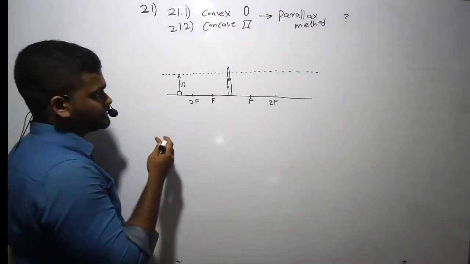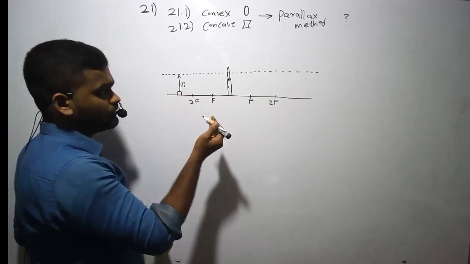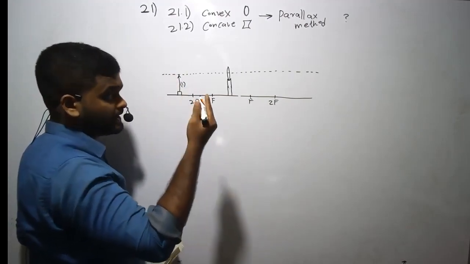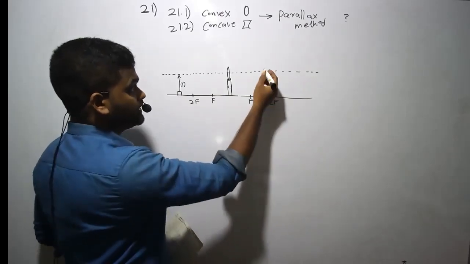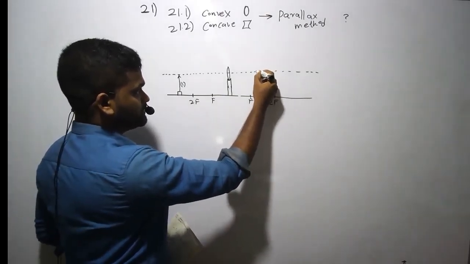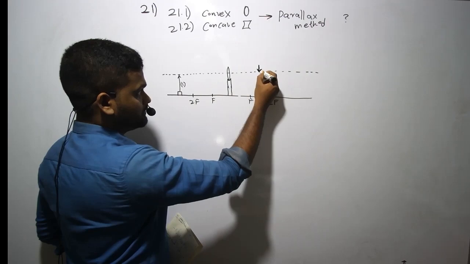Since you place it beyond 2F, a small image of this whole thing is made between F and 2F on the principal axis. Remember, it is inverted. This is small and real. So it is placed here.